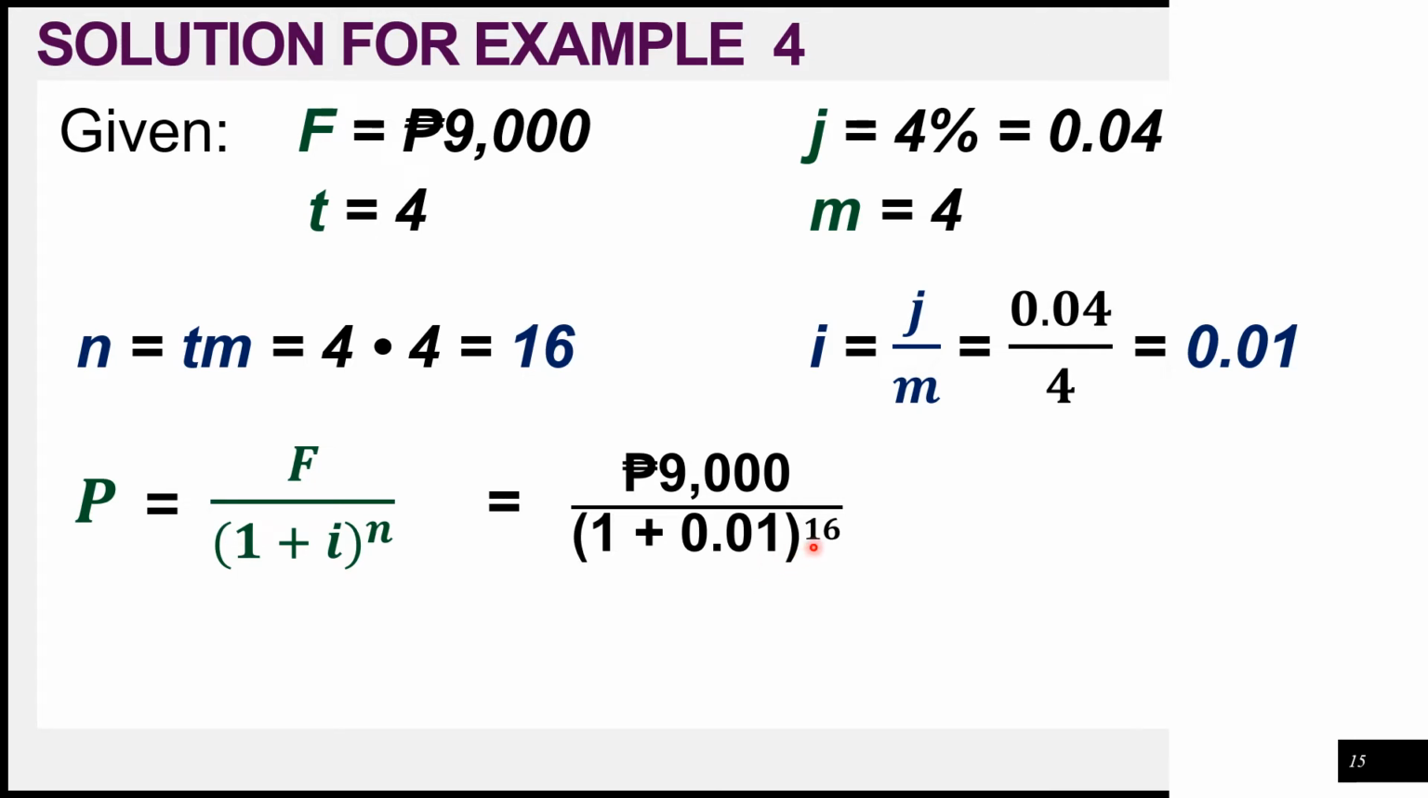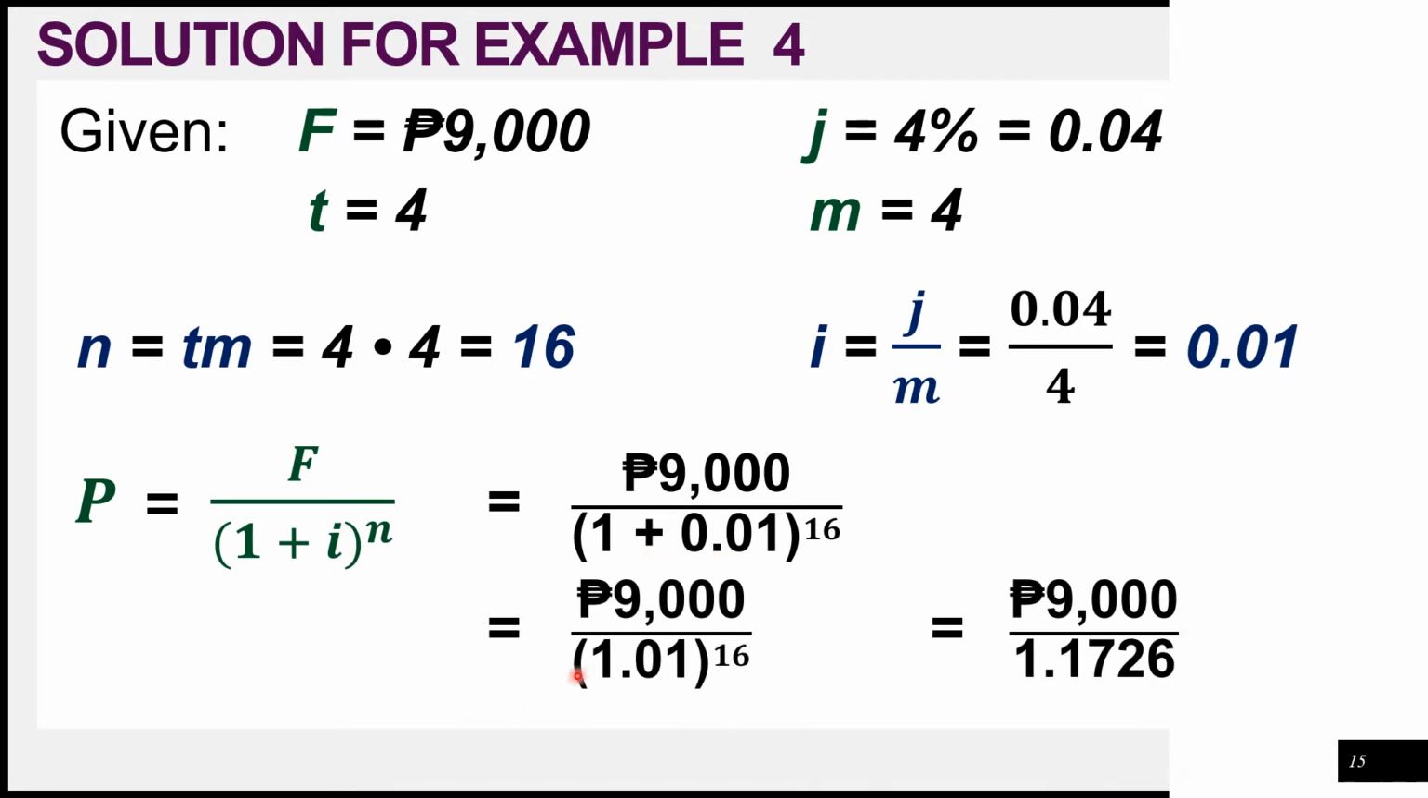of 16. What we're going to do next is we are going to add 1 and 0.01. Then we have 1.01 raised to the power of 16. Solving for the value of this one, you will get 1.1726. Then finally, we divide 9,000 pesos by 1.1726 and we derive the answer, which is 7,675 pesos and 25 cents. Therefore, the amount that must be invested today is this one.